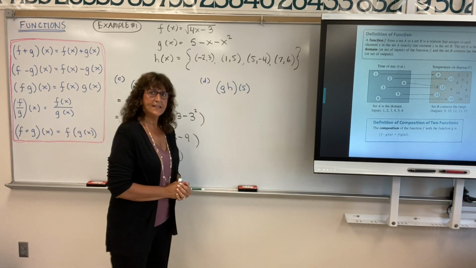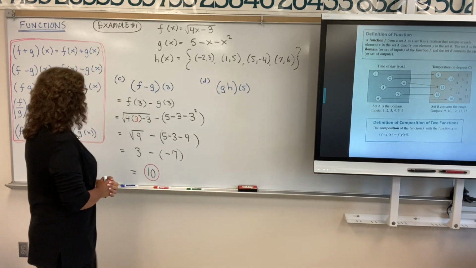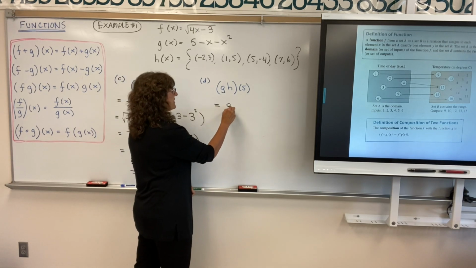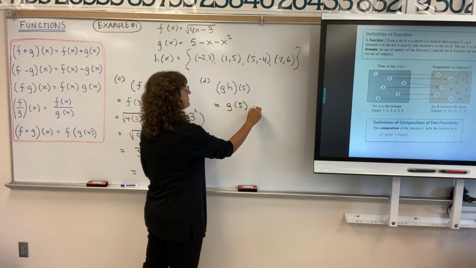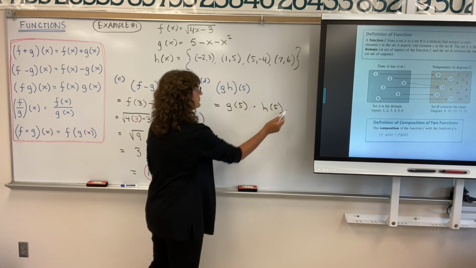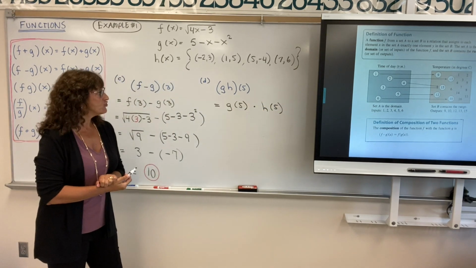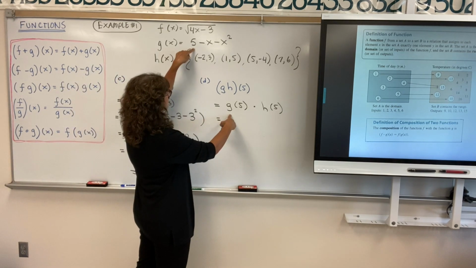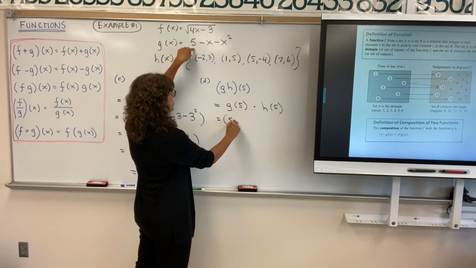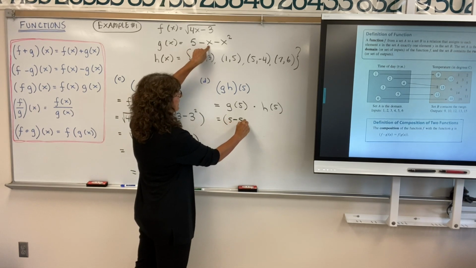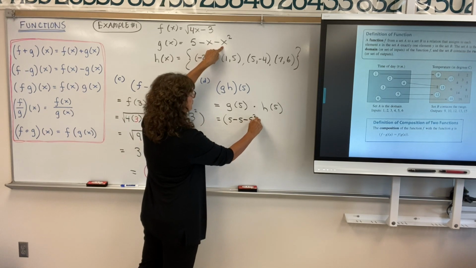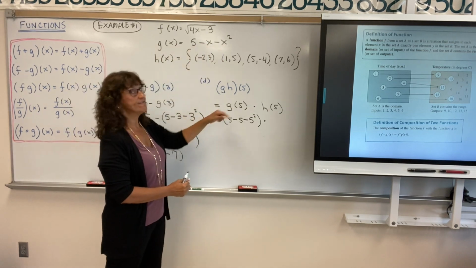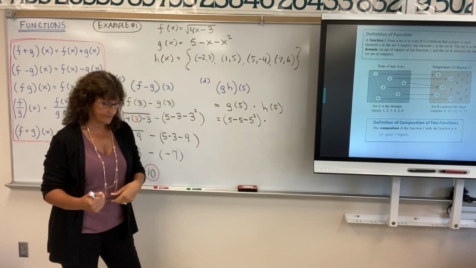All right, letter D, multiplication. So let's go ahead and multiply the functions. We want to take g of 5 and multiply this by h of 5. Multiplication of functions: you evaluate each one separately and multiply them. So g of 5 is going to give us 5 minus, replace the x with 5, minus 5 squared. This is what g of x is; for g of 5, you replace the x's with 5's.